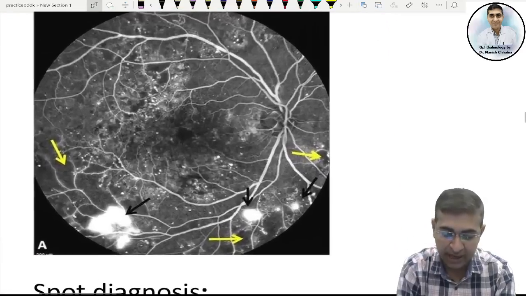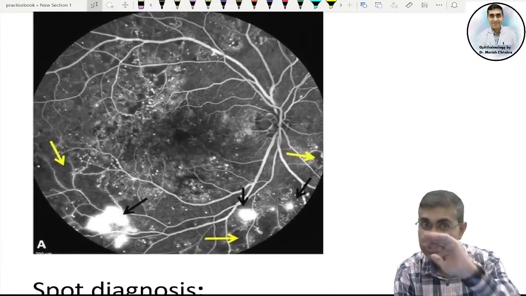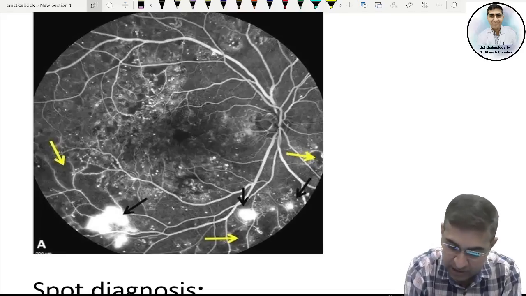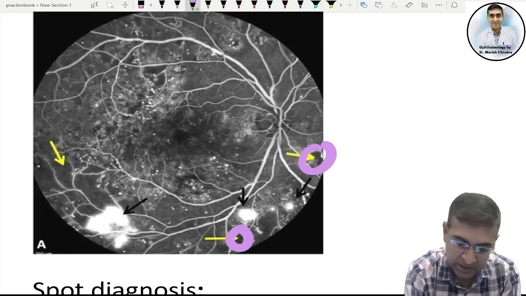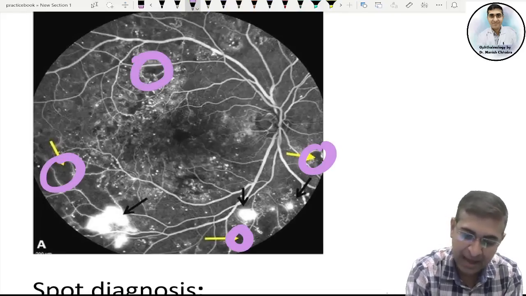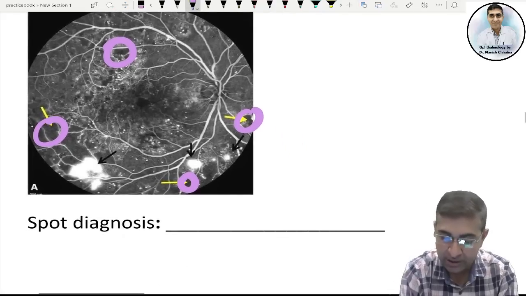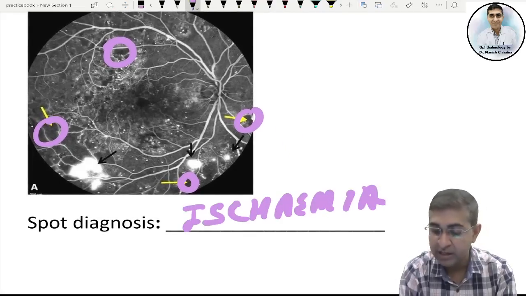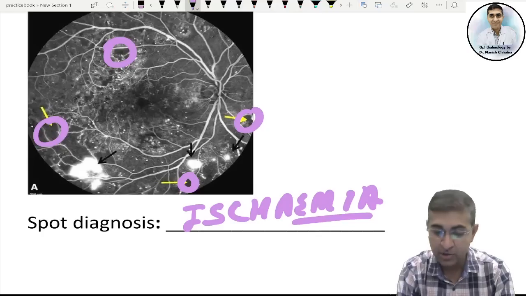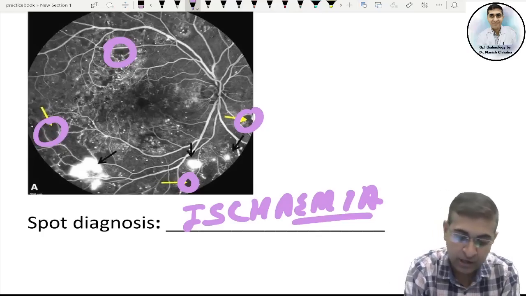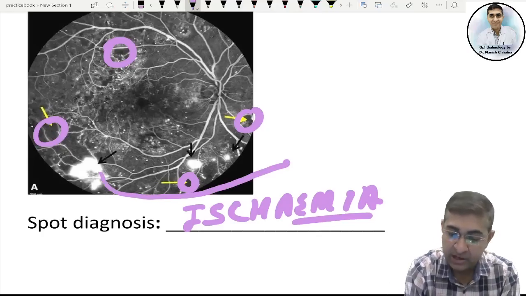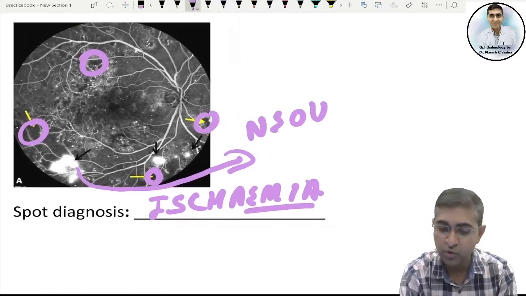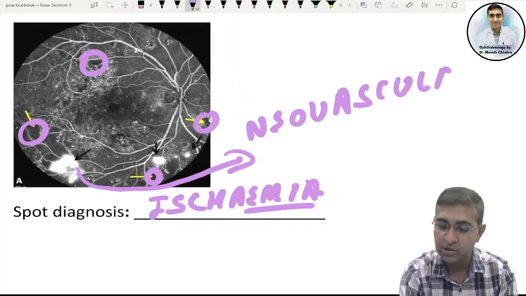What is this spot diagnosis? This image is the same image which was asked in your recent INICET exam. So can you see these black areas? Yes, can you see these black areas? These are your retinal ischemia. So there was one option of ischemia there. So that is your retinal ischemia. And what are these hyperfluorescent areas? These hyperfluorescent areas are those of the neovascularization.